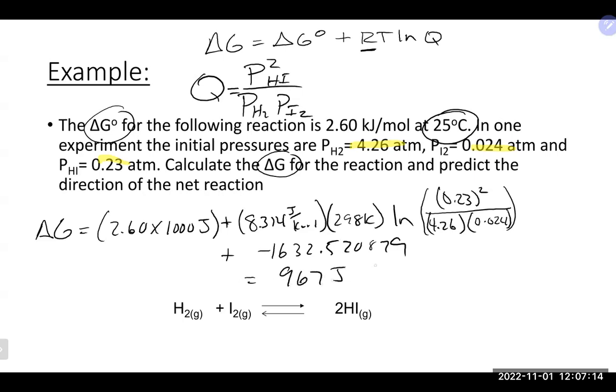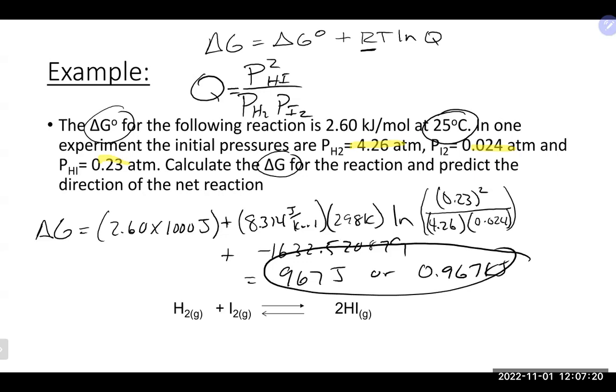967. These are in joules, about 0.967 kilojoules if you turn it back into kilojoules in this case. First off, any question on the calculation there? That means the direction this guy should be heading is which way?